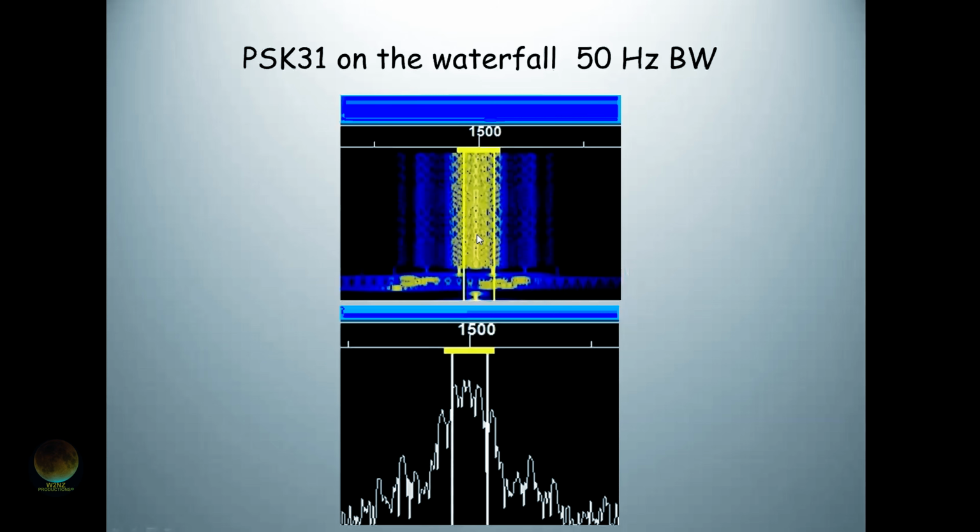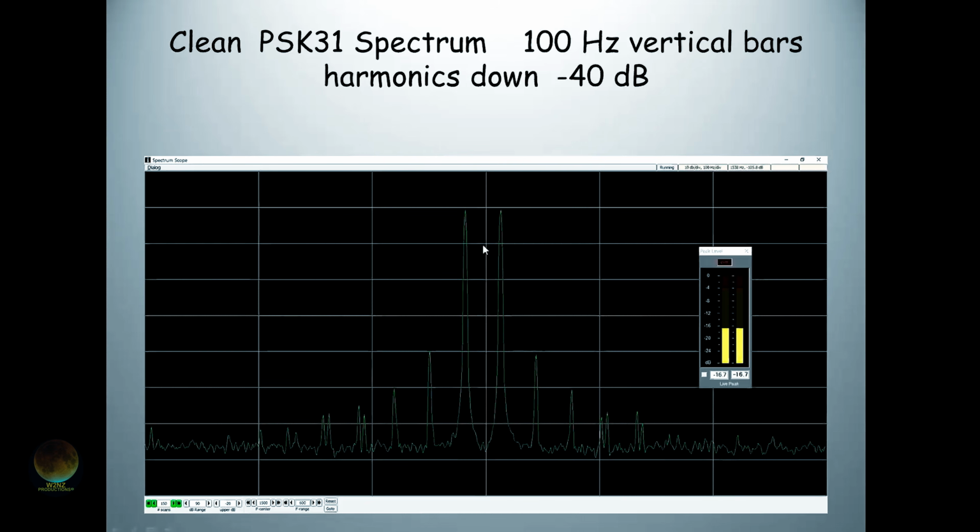Here's what it looks like on a waterfall. Very narrow. Here's what it looks like on a nice spectrum analyzer. Look at these two peaks. That's the 31 baud. 31 baud, it's like a square wave. Back and forth. That's why it sounds kind of terrible musically. Here are the harmonics, 10, 20, 30, 40 dB fainter. You're not going to hear the harmonics.